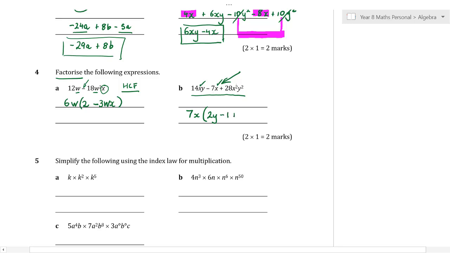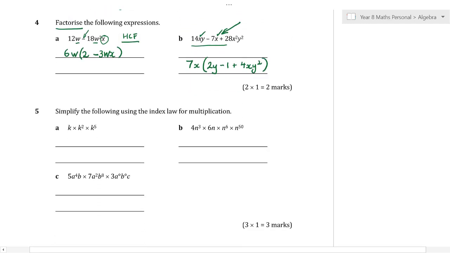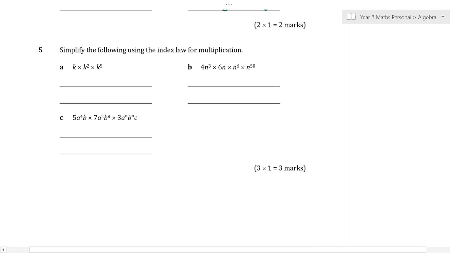And over here, we've got plus. We know that's going to be 4. And look, x times something is going to give me x squared. That's going to be x. And y squared, well, y squared just is going to be y squared, like so. Now we're factorised. Okay, we're going to simplify a few things using more index laws.